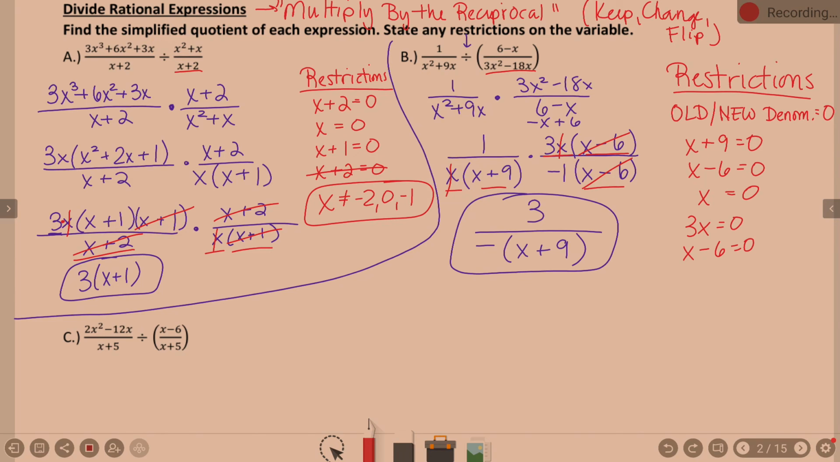So, x cannot equal what? Negative 9. Positive 6. 0. If this is 3x, divided by 3x, divide by 3 and that would be another 0, and then that one would be another 6. So you just end up with negative 9, 6, and 0.